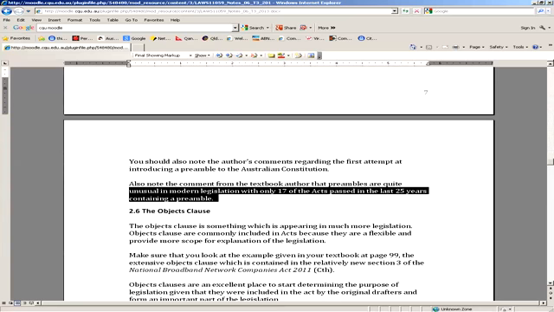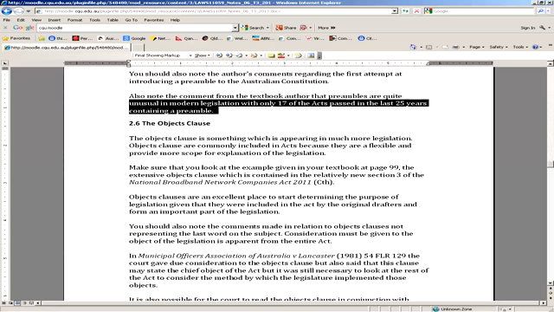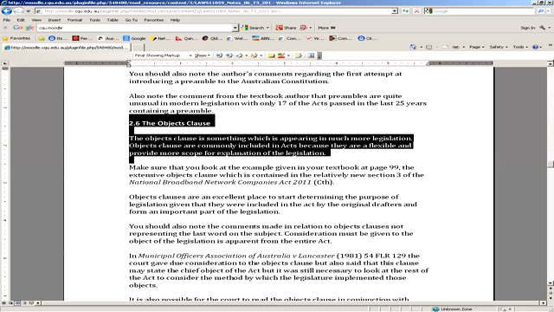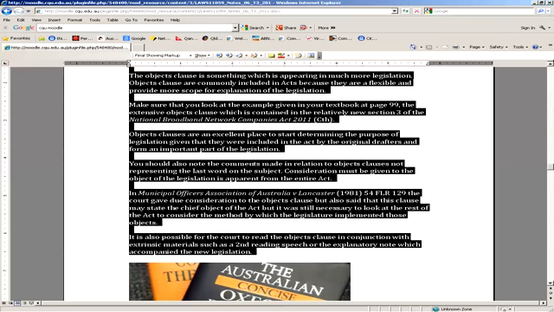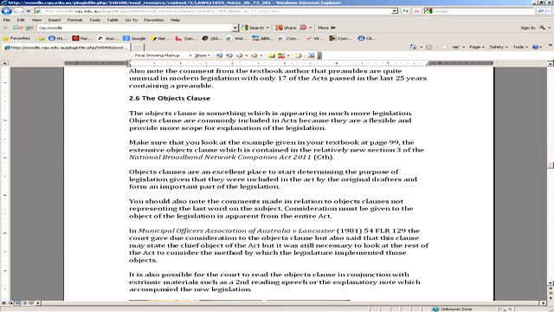And they're just reinforcing what I was just saying, that in modern legislation, only 17 of the acts passed in the last 25 years contain a preamble. As we've discussed in recent weeks, there is a real focus to have an objects clause in current legislation rather than a preamble. A purpose clause, if I call it that. What is the object of the Act?